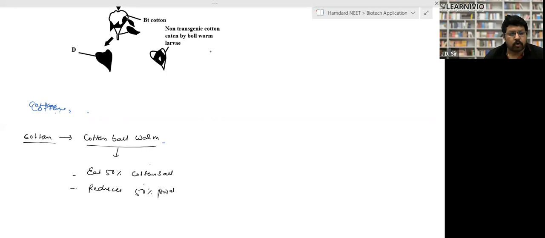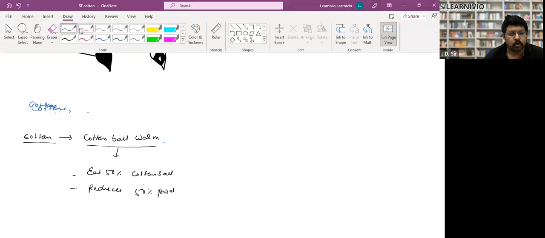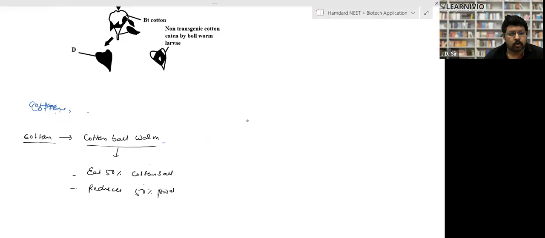Then what did the farmer used to do? Farmers used to give some insecticide, pesticide, and all that. Then scientists came to know there is a bacteria, right? The name of that bacteria was Bacillus thuringiensis. What was the name? Bacillus thuringiensis.